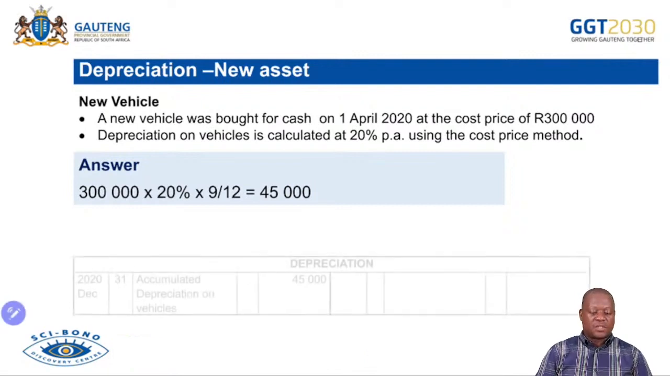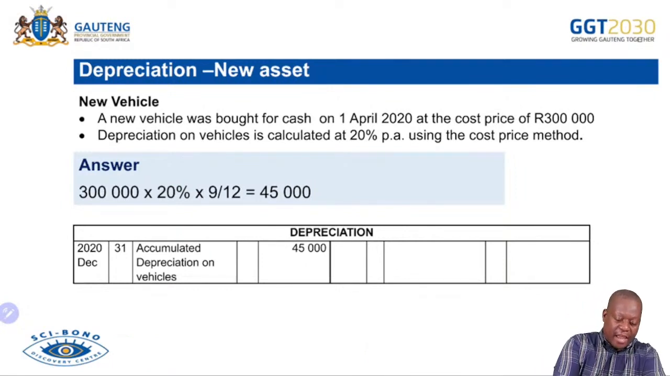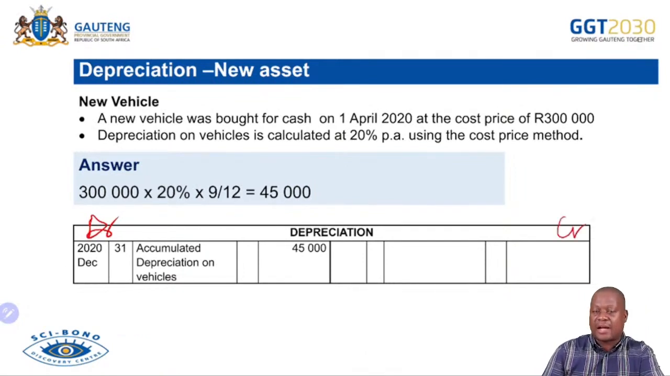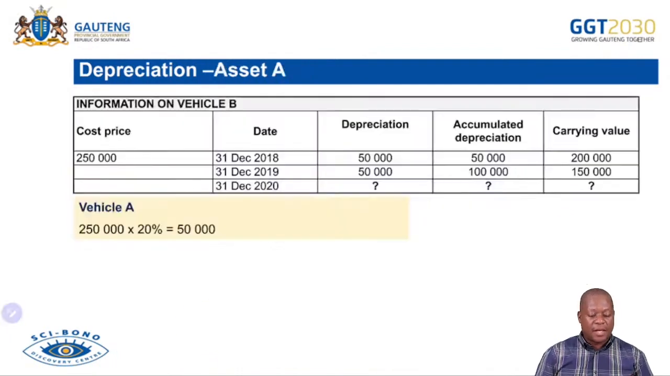Now, how is this going to be recorded in the ledger accounts as required? Remember, depreciation is an expense and it is going to be recorded on the debit side. So whenever we are recording depreciation, we are going to debit the depreciation account. And then what is going to be the contra account here? Accumulated depreciation on vehicles. So it means double entry is going to be completed in the accumulated depreciation on vehicles account.